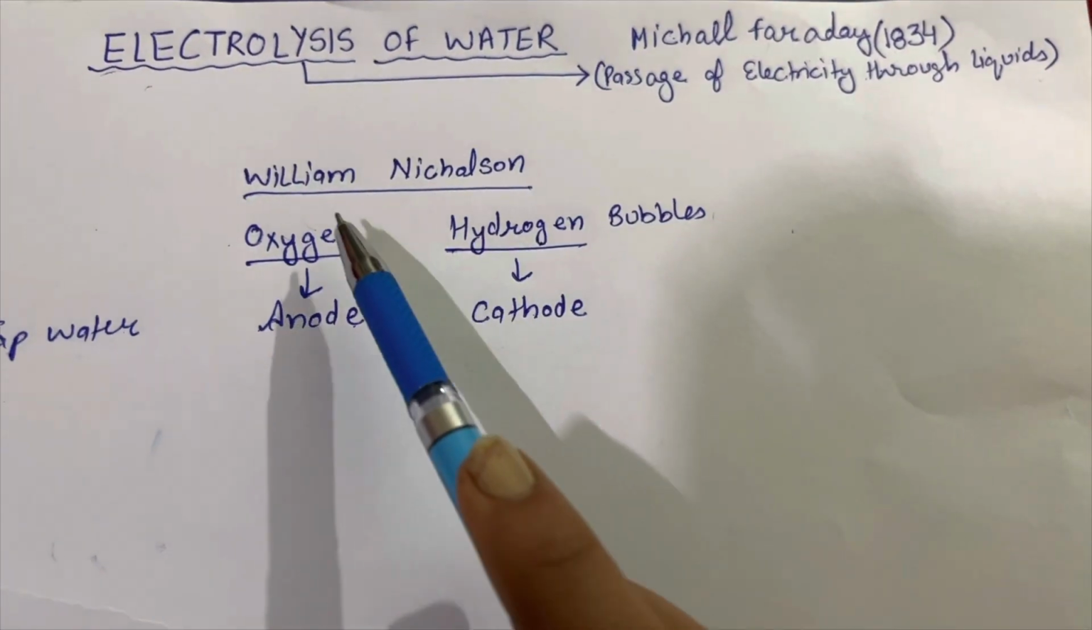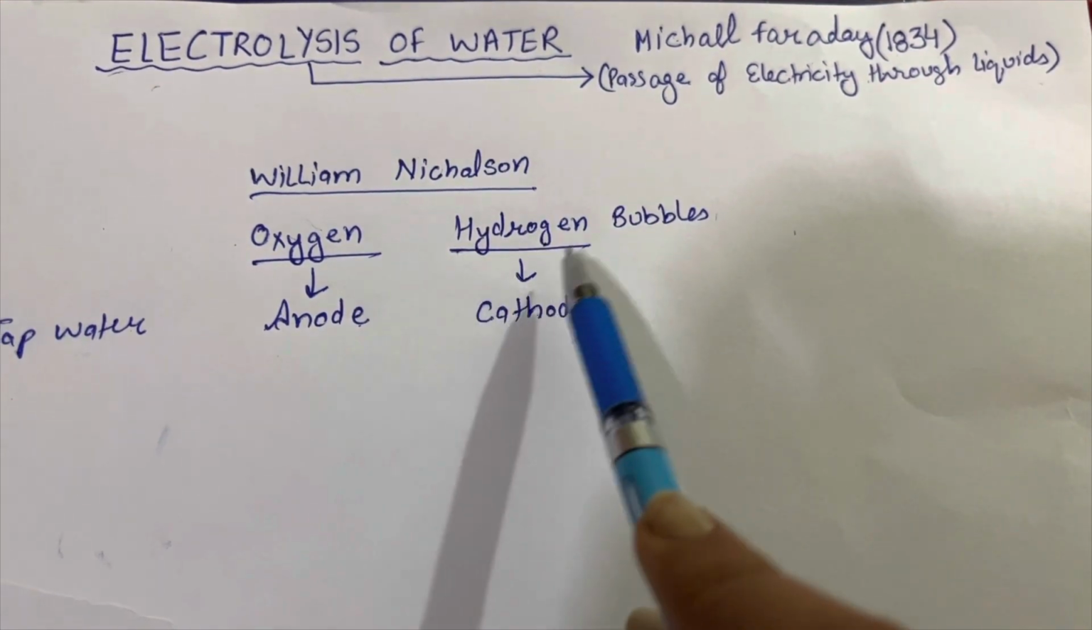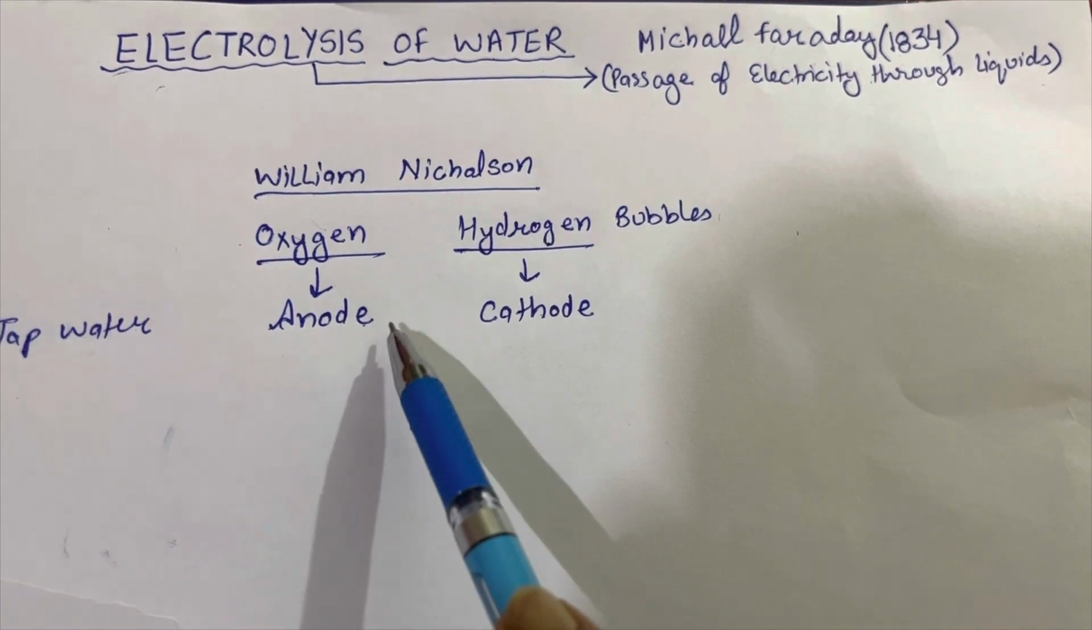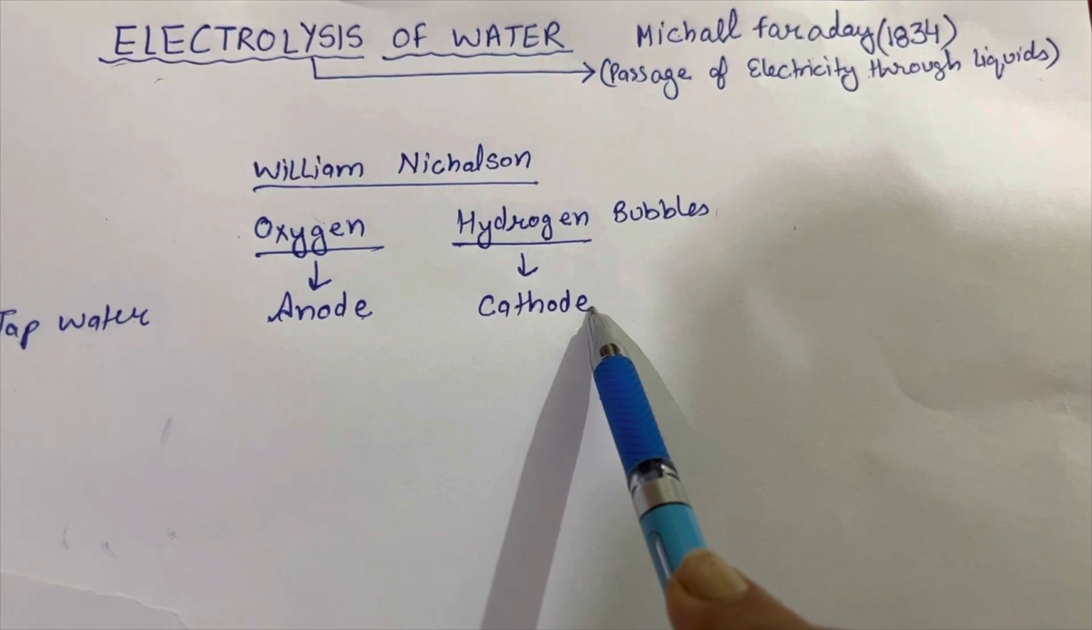William Nicholson experimented that if electrodes are immersed in water and current is passed through it, bubbles of oxygen on the anode and hydrogen on the cathode are produced.